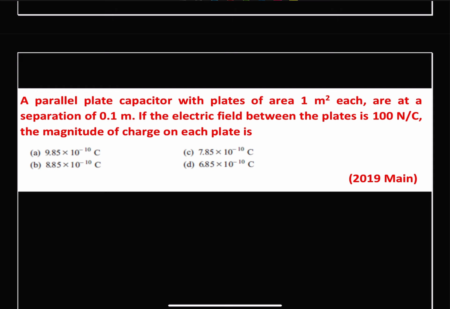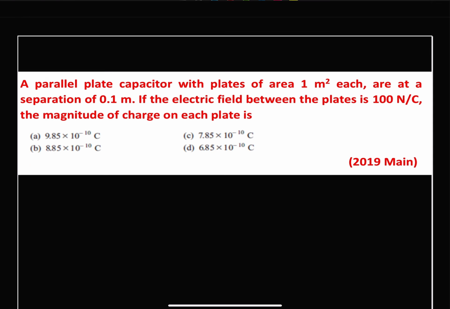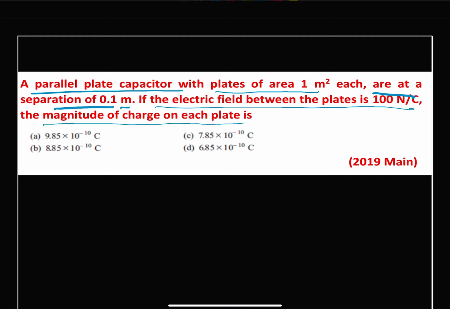It states that a parallel plate capacitor with plates of area 1 meter square each are at a separation of 0.1 meter. If the electric field between the plates is 100 Newton per coulomb, the magnitude of the charge on each plate is. So in this case, the electric field is given to us and we have to find out the charge on each plate. Its area and separation is given to us.